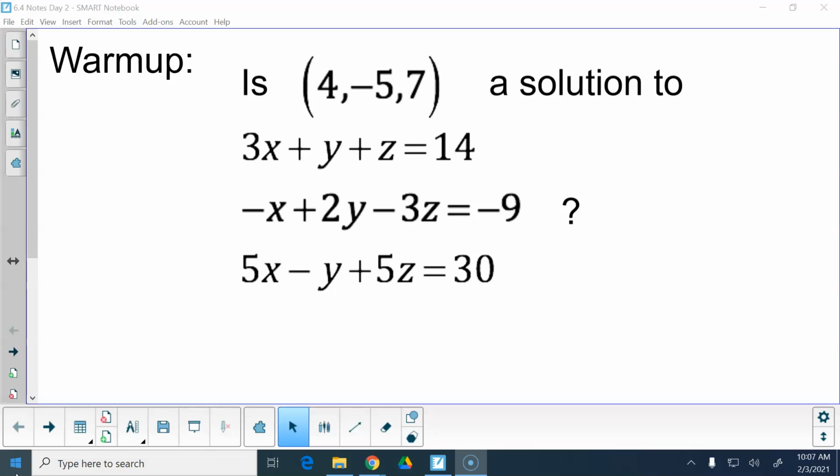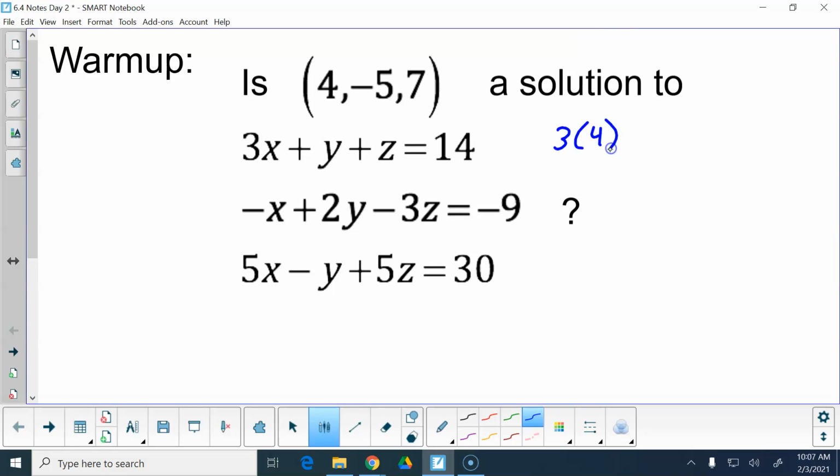Right? So we're saying if we plug this into the first one, so if I go 3 times 4, that's going to be 12, plus negative 5, so that would be minus 5, plus 7, that would be 14. I get 14. I get it working on that one. Right? Yeah, I did plus 5. Okay, so it works on that one, so we still got to keep going.